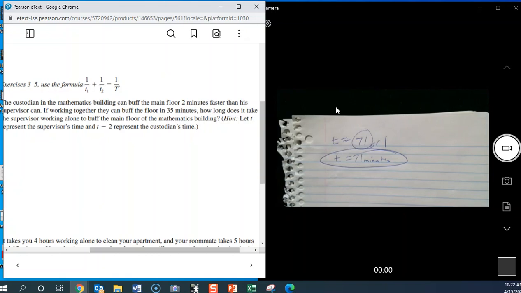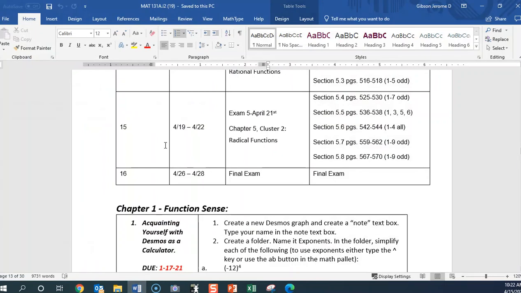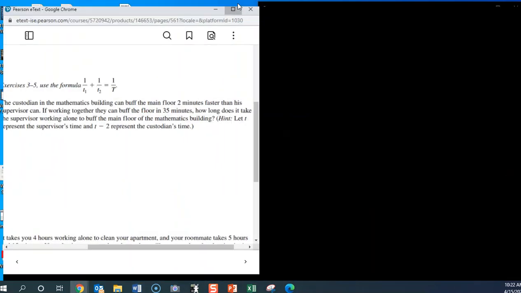All right, so we are done with section 5.5. Now we want to move on to section 5.6. 5.6 starts on page 542 to 544, and it says 1 through 4 all. So what I'm going to do on this, I'm going to do problems 2 and 4 only. So actually we'll go to page 543 to start with problem number 2. So let me do that.